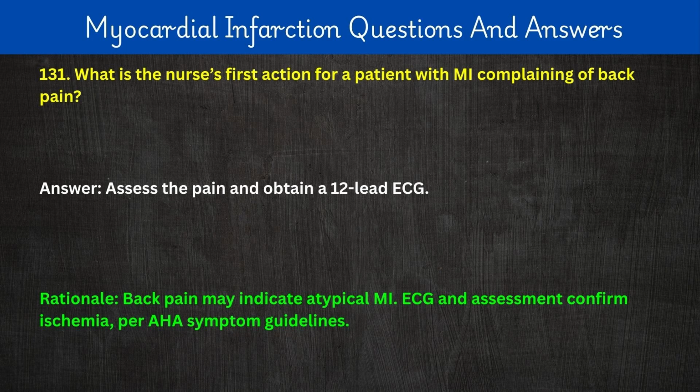131. What is the nurse's first action for a patient with MI complaining of back pain? Answer. Assess the pain and obtain a 12-lead ECG. Rationale. Back pain may indicate atypical MI. ECG and assessment confirm ischemia, per AHA symptom guidelines.